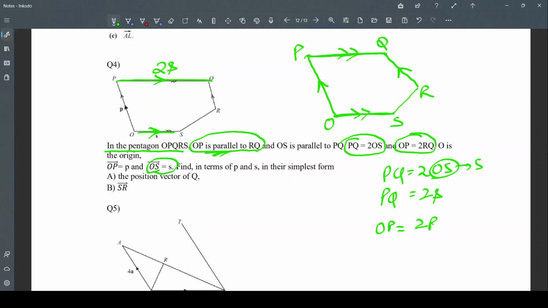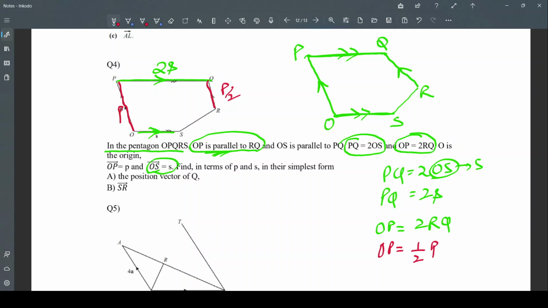And also OP is equal to 2 of RQ. So this length, let me change the color. This length OP is twice of RQ. So if this is twice, now this is P, then this should be P by 2, half of that. So OP is equal to what? Half of that, 1/2 of P, right? Because RQ, I'm talking about RQ, yeah.